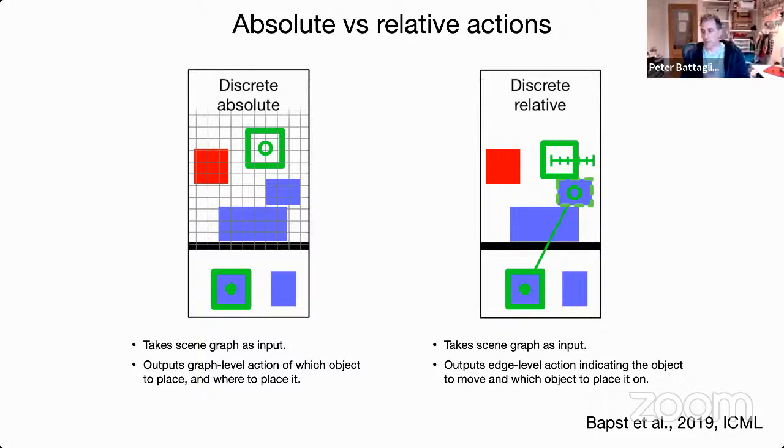On the right, we have a relative action, or this relative agent, which we'll describe in a second, where it's basically taking a scene graph in, and now its action is going to be edge level. So it's going to be deciding, it's not going to be predicted on the input graph, which connects. I probably should have shown this slide.